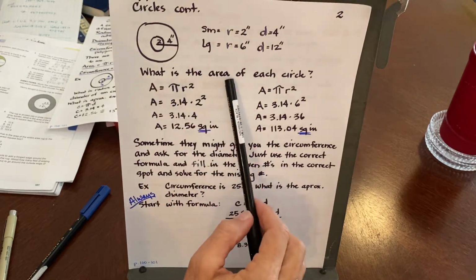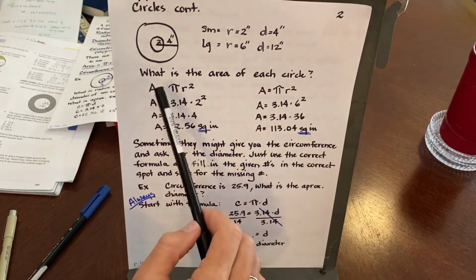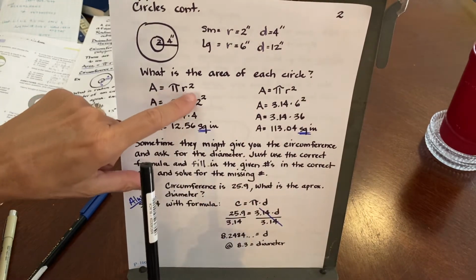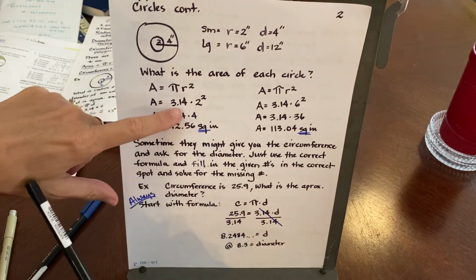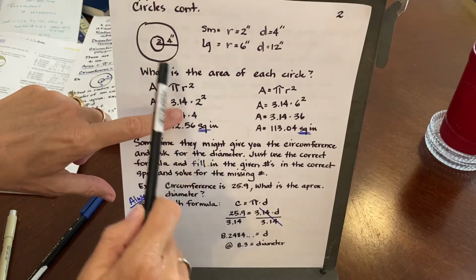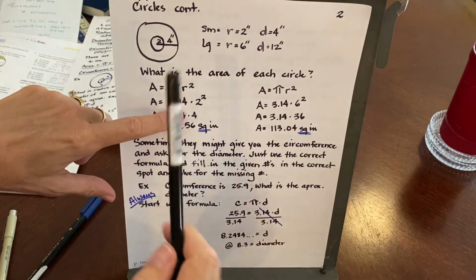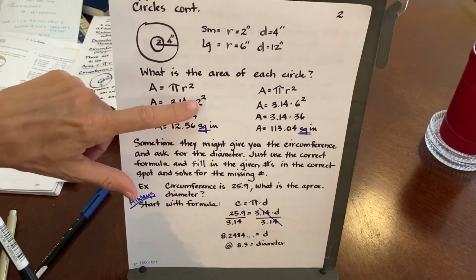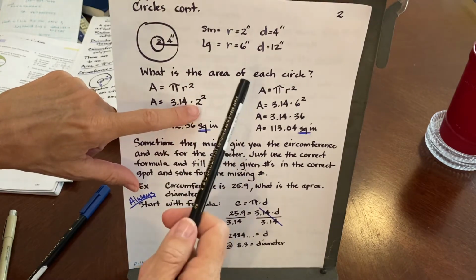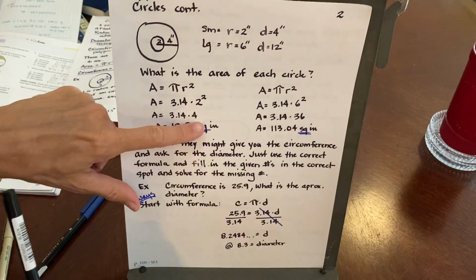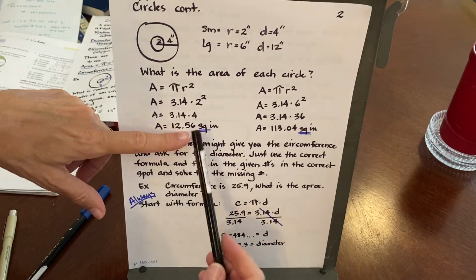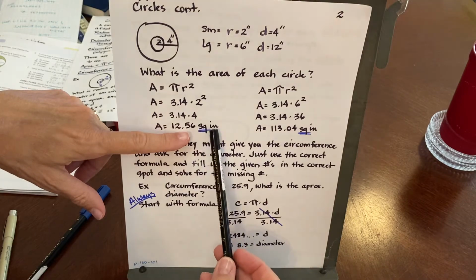It says, what is the area of each circle? So now I'm going to write down the formula for area. Pi r squared. Well, pi we know is 3.14. The r is the radius of each one. So I'm doing the small circle first. The radius was 2, and I need to square it. So 2 squared is the same as 2 times 2, which is a 4. And I'm getting that same 12.56, and it becomes square inches.